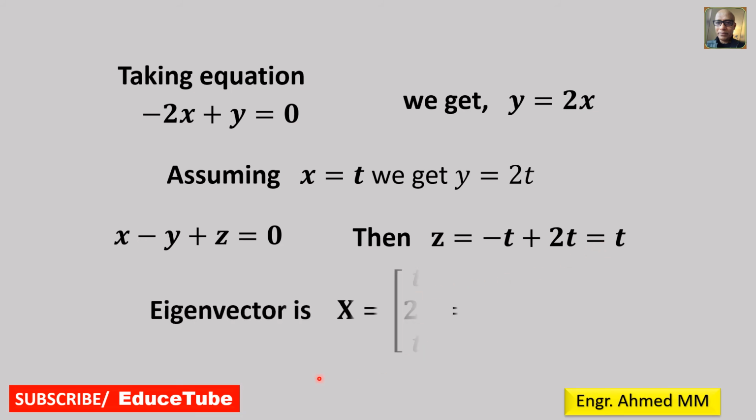Now we can write the eigenvector as x equal to the values of x, y and z. Taking t out, the eigenvector comes as 1, 2 and 1. So this is the eigenvector.